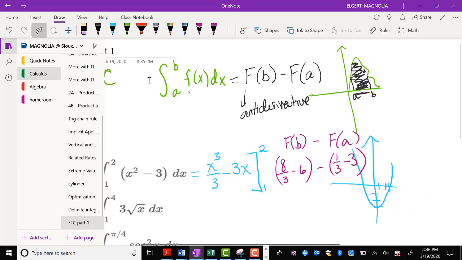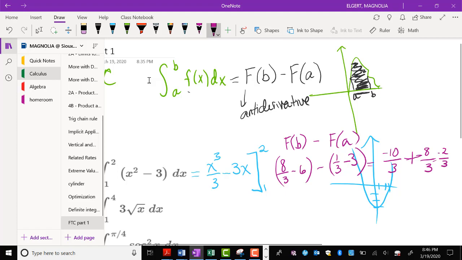So 8/3 minus 6. 6 would be 18/3, so that'd give me -10/3, minus 1/3 minus 3, that would give me -8/3. So if I add those, because it's two negatives, I'm going to get -2/3 for my area.